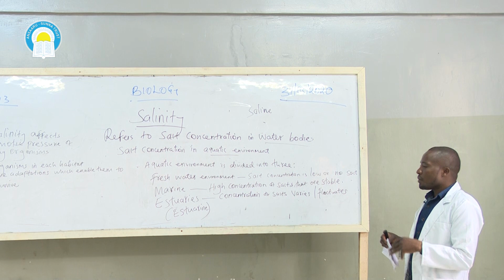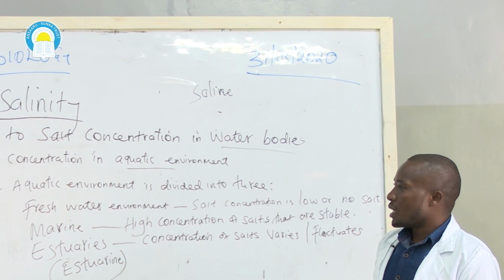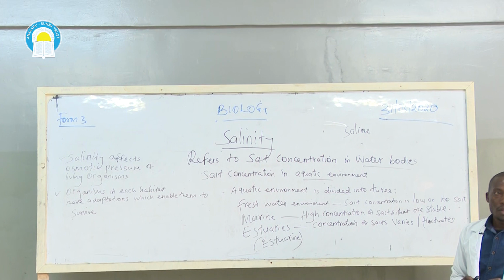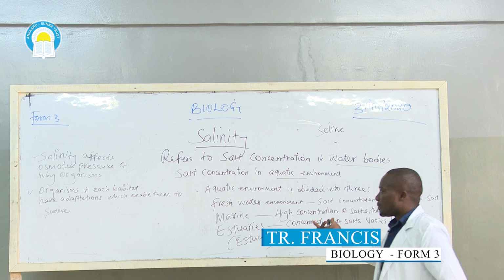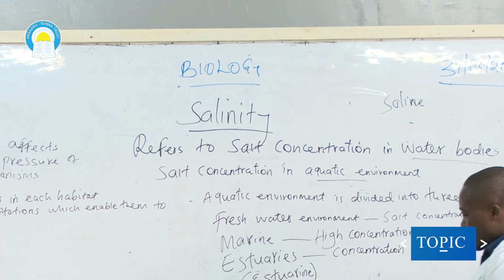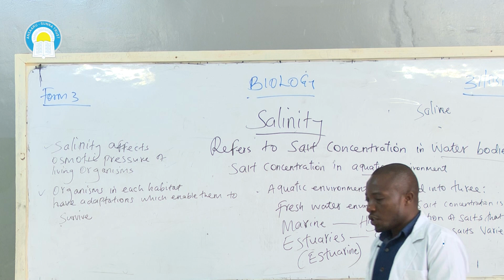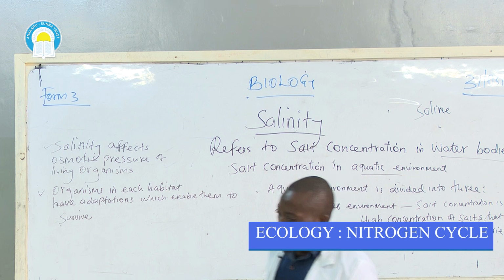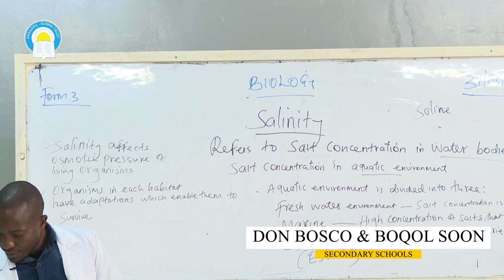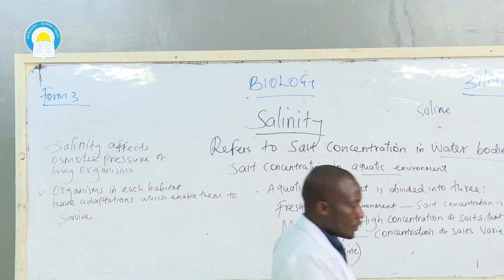If it's a fish living there, it has some adaptation. If it is a crocodile, which is found in the freshwater environment, because most crocodiles don't live in the salty marine environment, it has some adaptations to regulate what? To regulate its osmotic pressure. The salt concentration can be measured by using the titration method, or by simply measuring the amount of salt concentration in water.